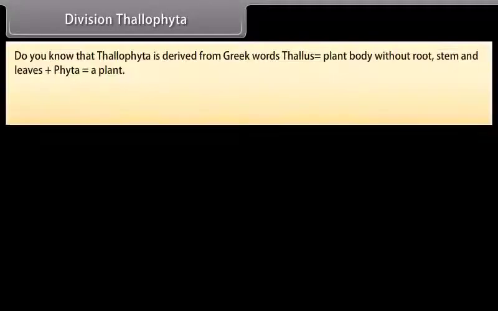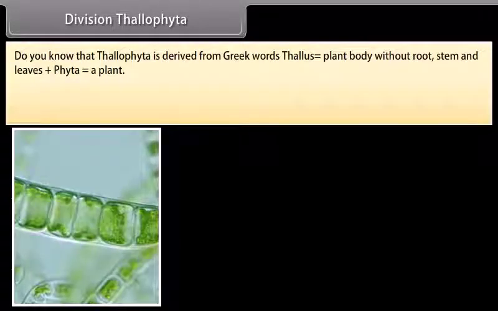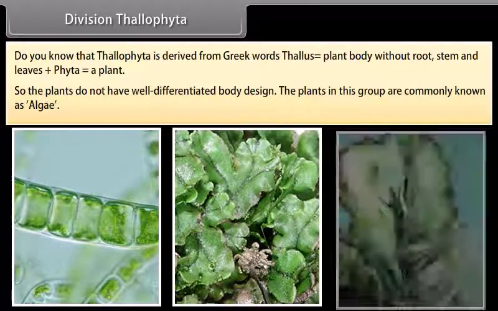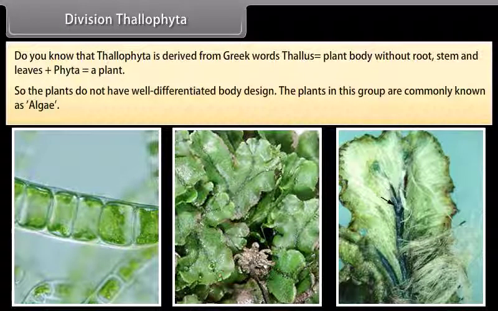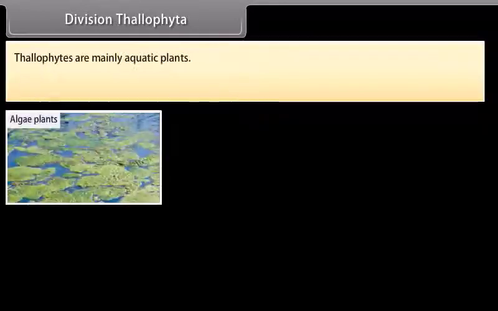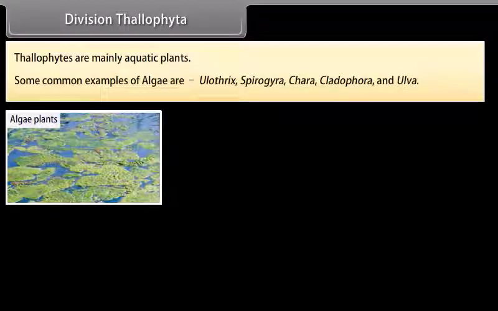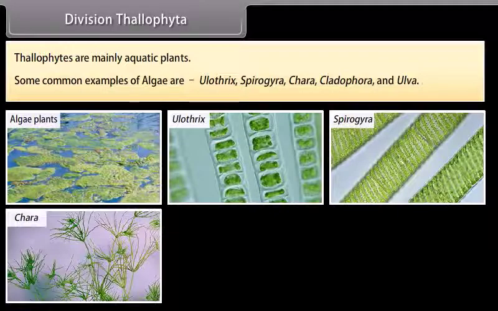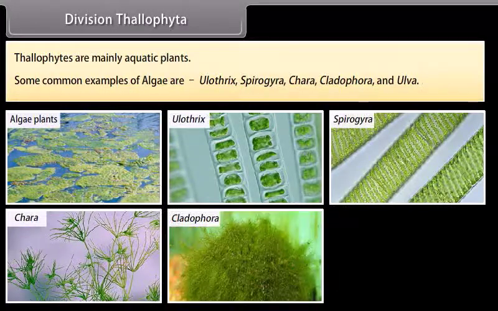Division Thallophyta. Do you know that Thallophyta is derived from the Greek words thallus, which means plant body without root, stem and leaves, plus phyta, a plant? So the plants do not have a well-differentiated body design. The plants in this group are commonly known as algae. Thallophytes are mainly aquatic plants. Some common examples of algae are Oedogonium, Spirogyra, Chara, Cladophora, and Ulva.